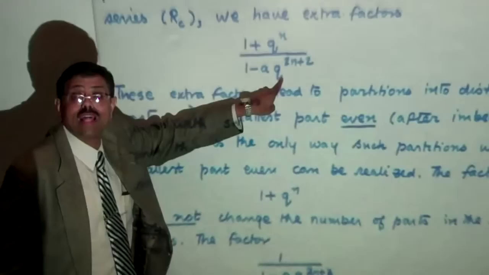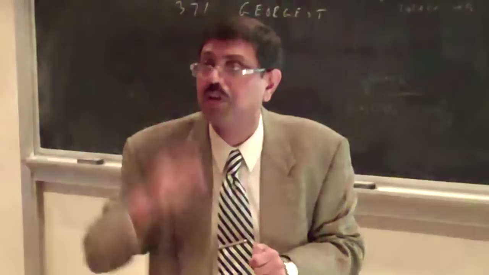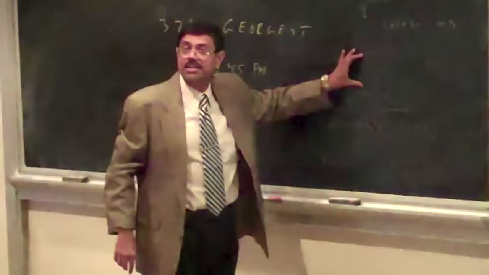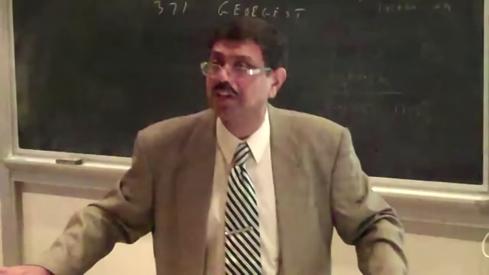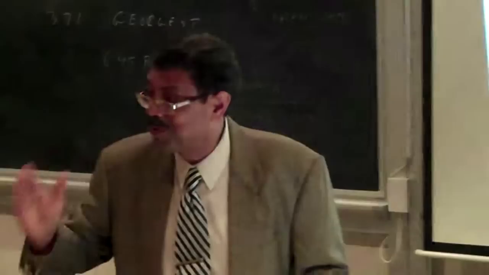But remember, the weight of the partition had minus 1 to the number of parts. If I view it in this form, the weight is minus 1 to the n. If I view it in this form, the weight is minus 1 to the n plus 1. I add the weights, I get 0. So partitions with smallest part even are never counted. This companion to the Ramanujan series still continues to count only partitions with smallest part odd. That's why the two series are equal. So this is a combinatorial proof of the equality of the two series, not a q-series proof.